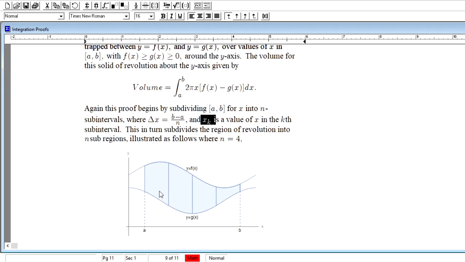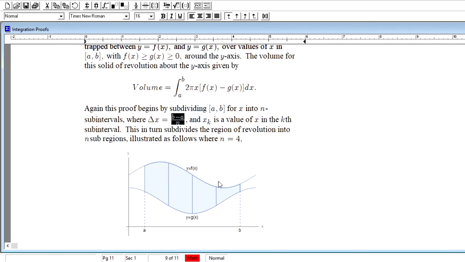This in turn is going to subdivide this region. You can see here this region has been subdivided into 4 subregions in this case. I went with n equal to 4 just to be able to illustrate. It has a width from the left side of the subregion to the right side given by delta x, which you find by taking b minus a divided by n, as we always have.